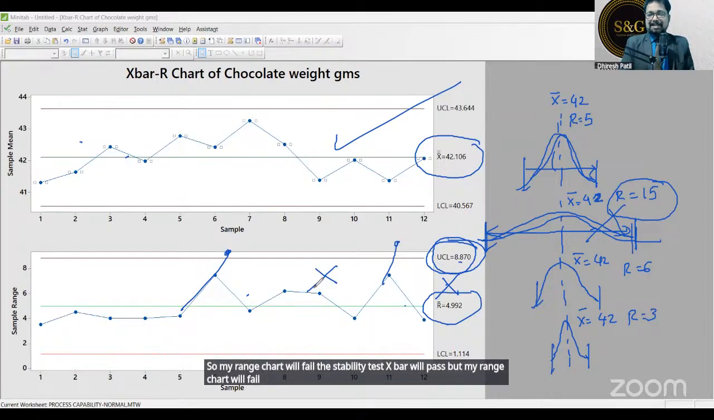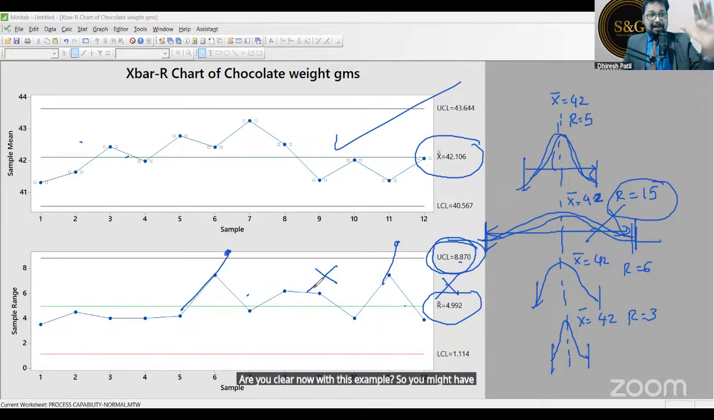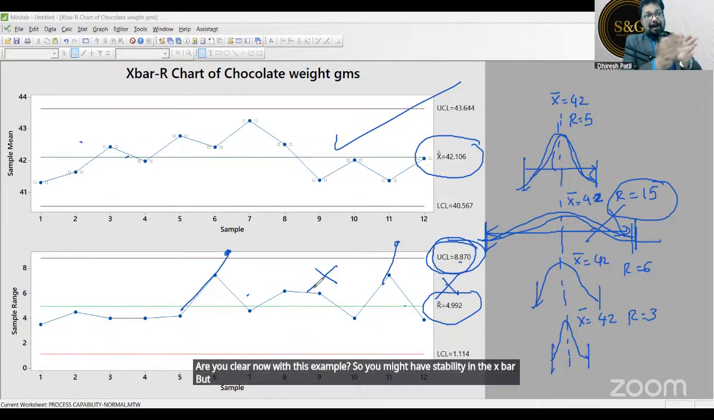Clear? Just give me yes in the chat box. Everybody, are you clear with this example? Who didn't understand earlier? Are you clear now with this example? So you might have stability in the X bar, but you might have instability in the control chart.